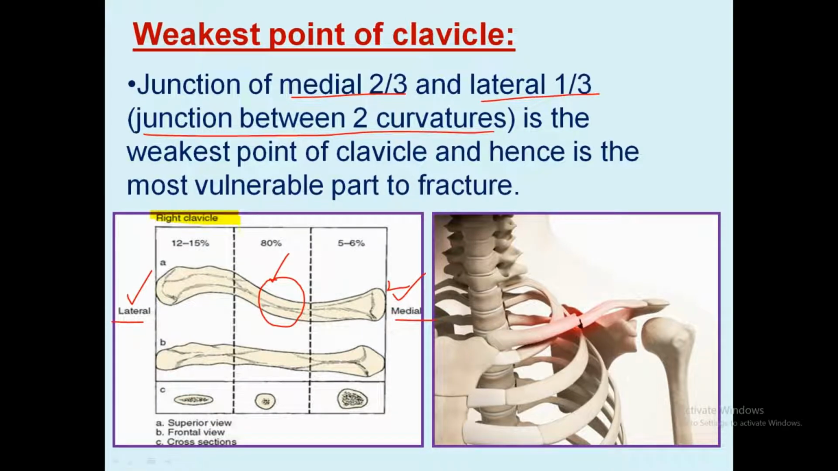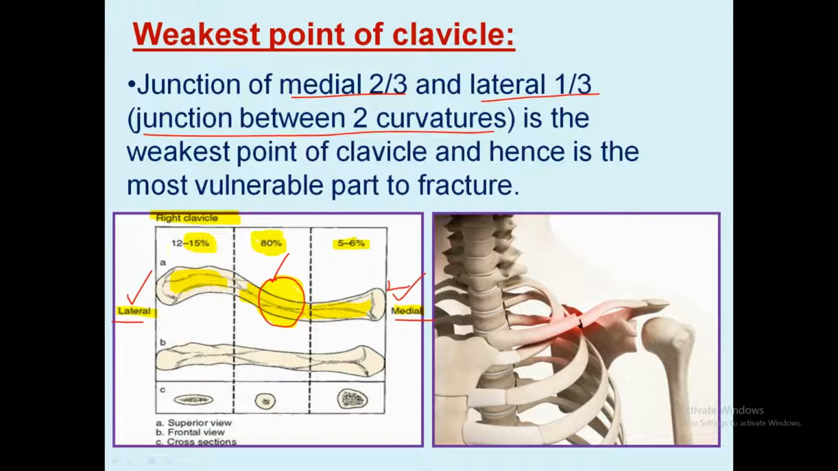இது வந்து right clavicle. ஸோ இது lateral end and இது medial end. ஸோ இந்த ரெண்டு curvatureஸோட middle part தான் இது. ஸோ here 15% of the fracture occurs in the lateral end and 5 to 6% occurs in the medial end. And 80% of the fracture occurs in this middle third part.